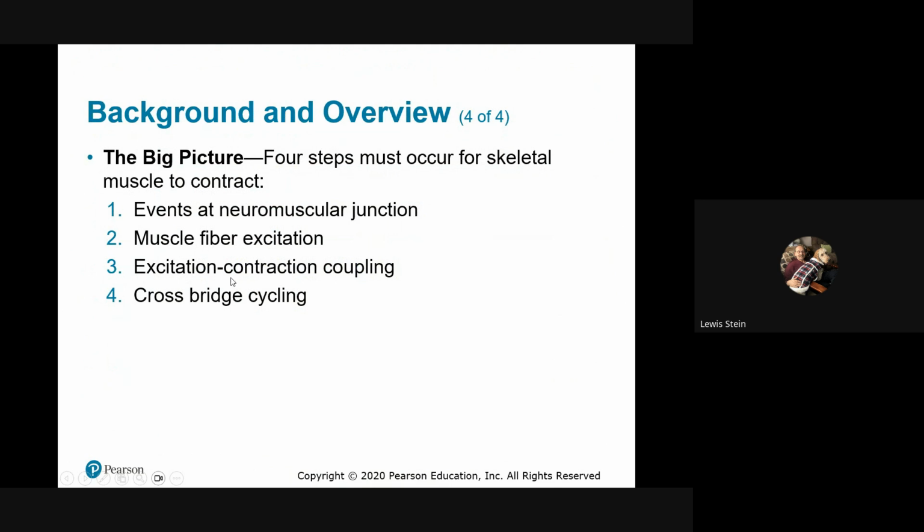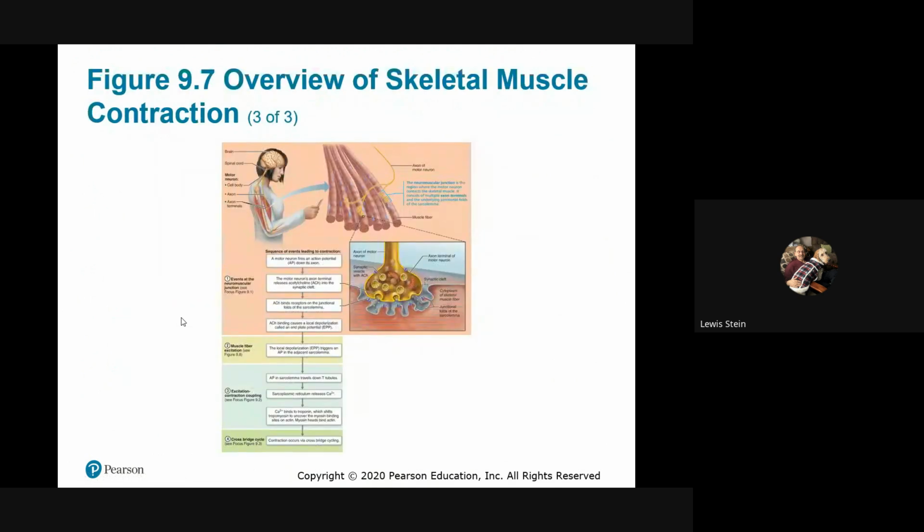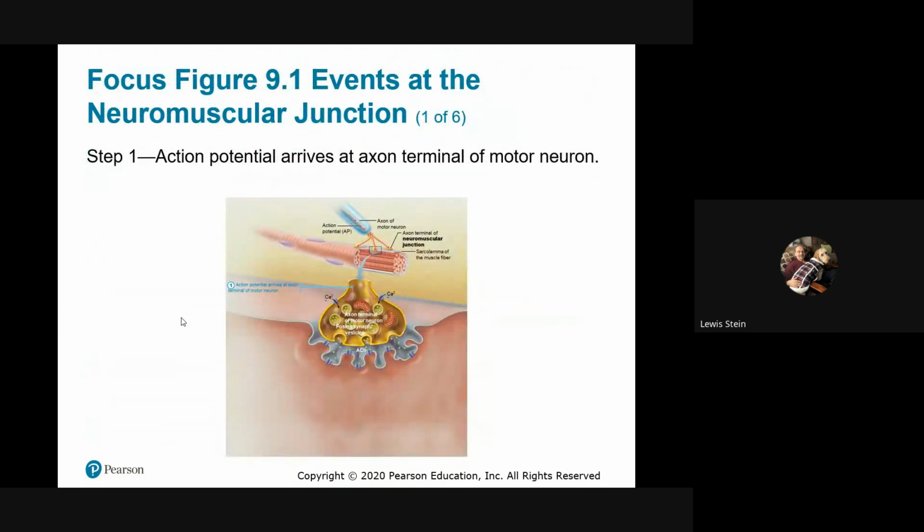Then basically review that video, but in detail, call it excitation-contraction coupling. And really, it's a lot more sophisticated than what you saw there. And then finally, the actual way that the contraction occurs and how it relaxes and how it resets itself, called cross-bridge cycling. And that's really today's presentation.